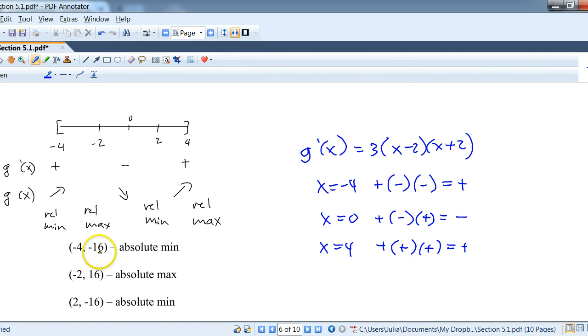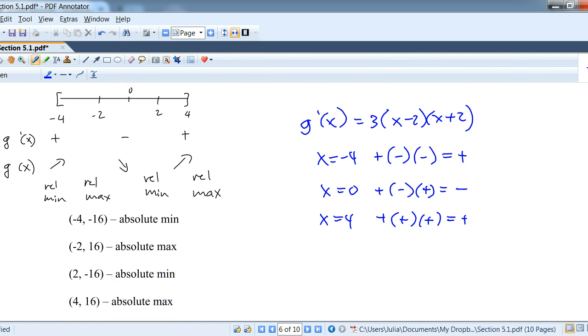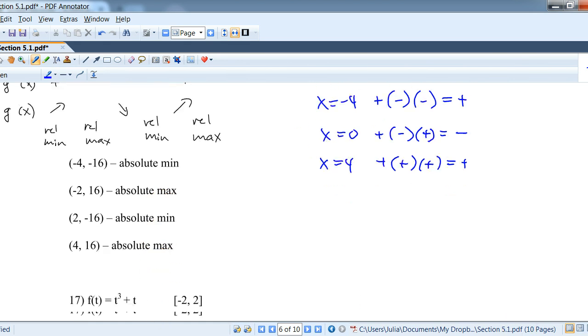And then I just basically plug all 4 of them into the original function, f of x. And notice how I get negative 16, 16, negative 16, and 16. Since they're all the same y value, well, negative 16 and negative 16, they're both minimum. So they qualify for absolute because they're the same y value. If you remember, if it's the same one, then they could both be absolute. Same thing for the maximum. They're both absolute maximum. And that's it.